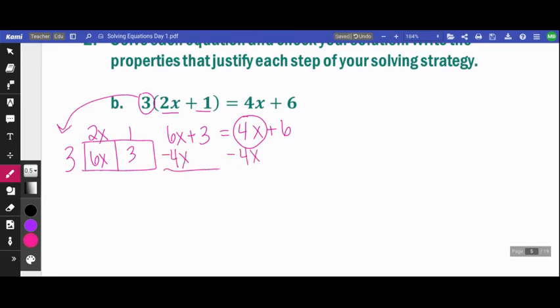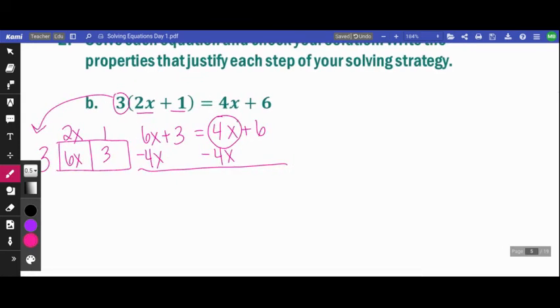Remember, you can only subtract like terms. I can only take x's from x's. 6x minus 4x is 2x, and then I still have a plus 3. Bring down my equal sign. I still have a positive 6.